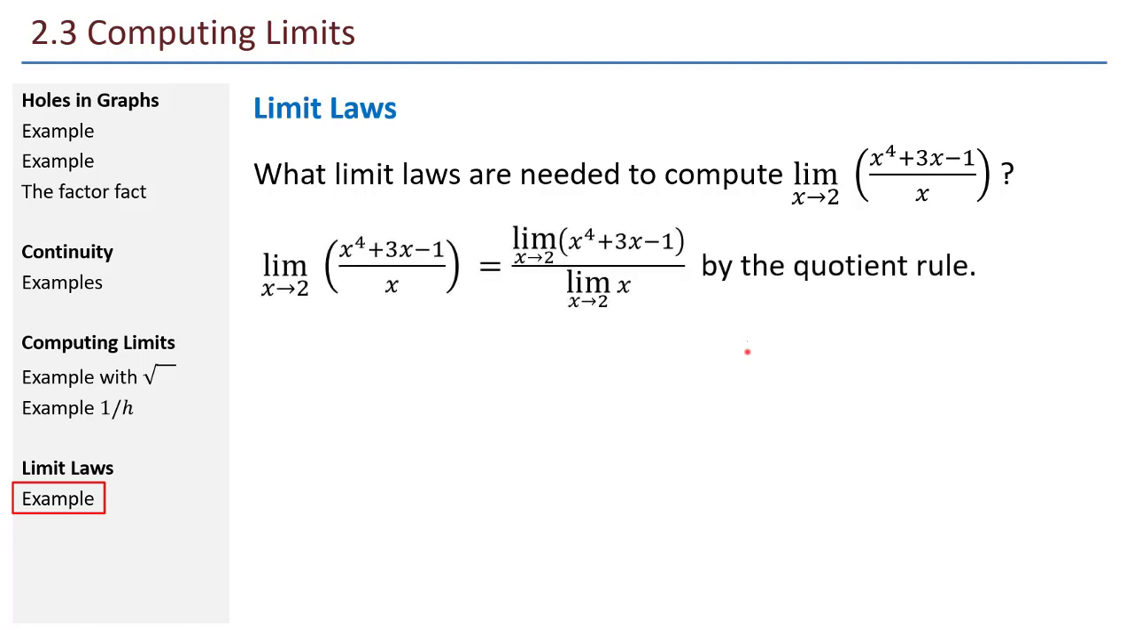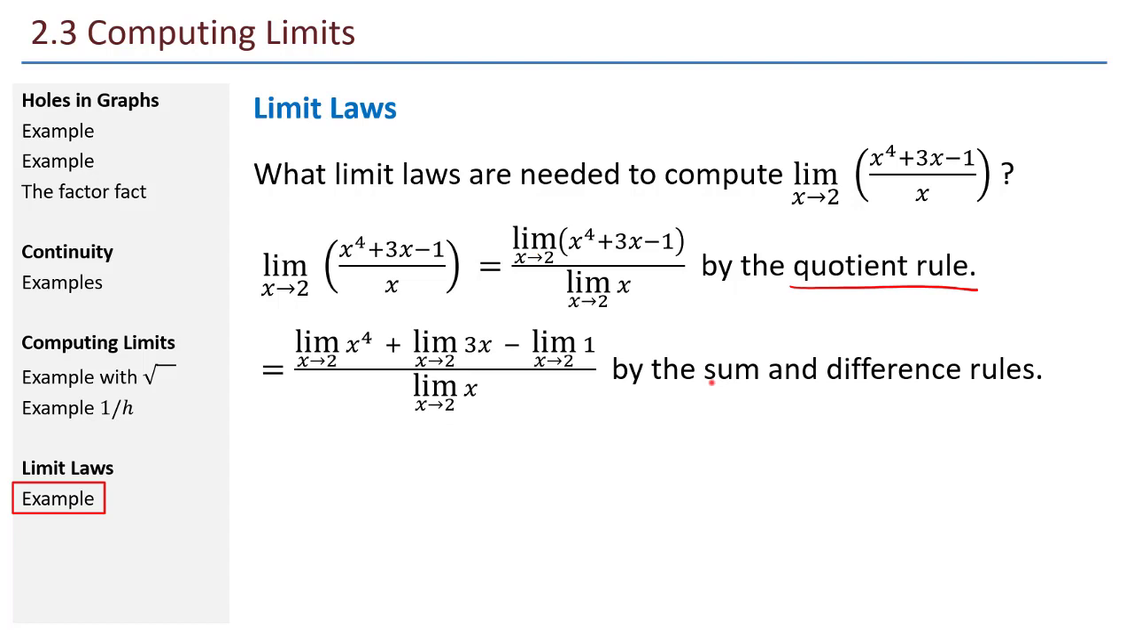The first thing we might do is use the quotient rule, where I can separate the limit on the top and the bottom. I know that I'm allowed to do this because when I look at the bottom, the limit as x goes to 2 of x won't be 0. The limit as x goes to 2 of x is simply 2, right? So I'm safe to do that. But now let's work on that numerator. We'll split up the limit among those three terms. The limit of x to the 4 plus 3x minus 1 is the limit of x to the 4 plus the limit of 3x minus the limit of 1. And so I used my sum and difference rules to split the limit that way.